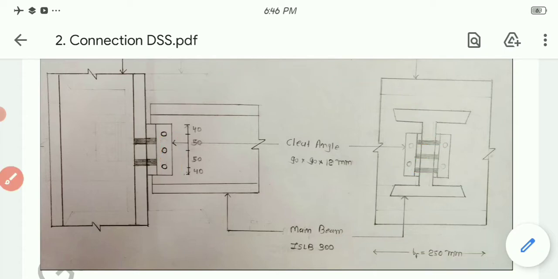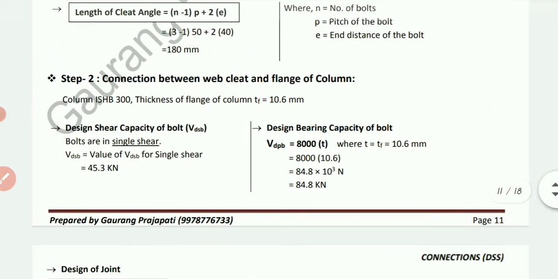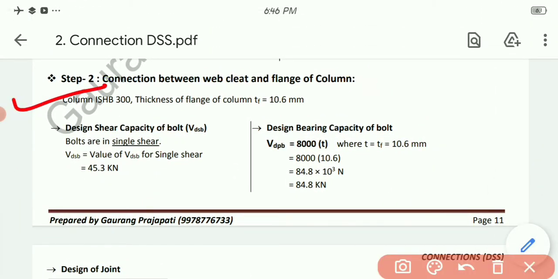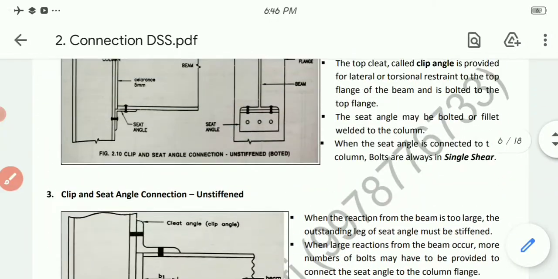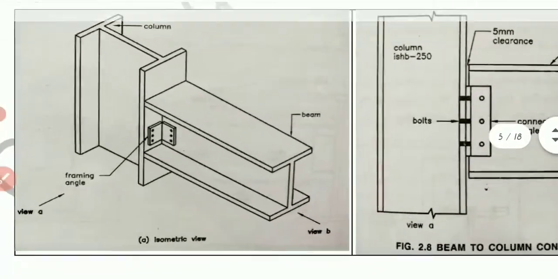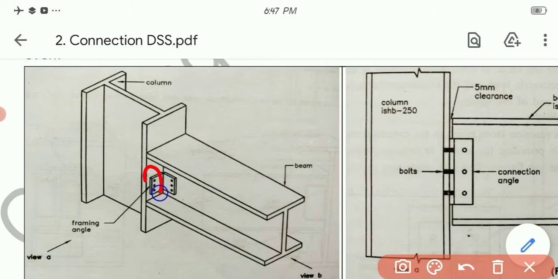Okay, so now moving forward, second connection, that is step number 2, connection between the web cleat and the flange of the column. Now let's go back to the theory for this one also, just a minute. See, now what we are doing, we are connecting this cleat angle with this flange of the column. So over here we can see only one cleat angle is there, that is this one. There is no cleat angle over this side.